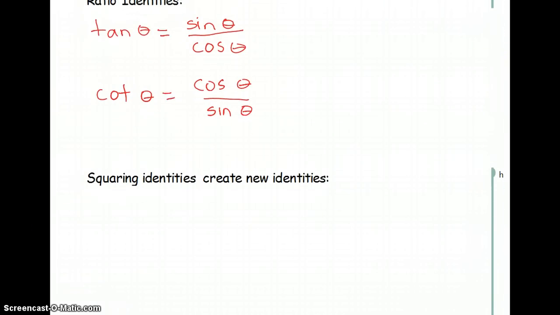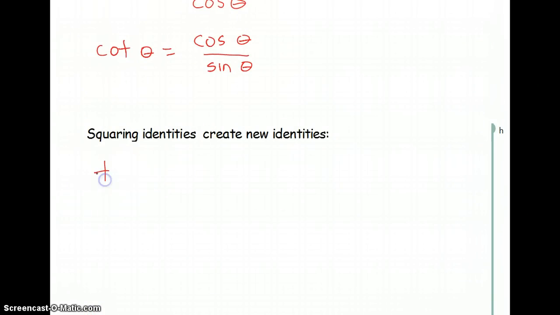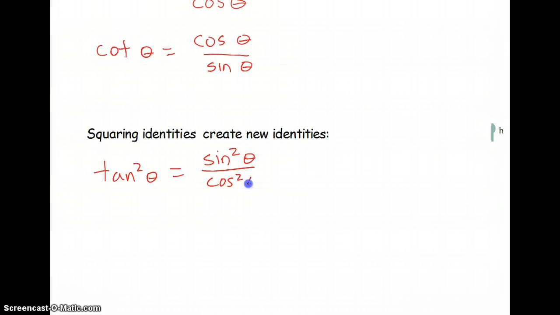Squaring creates a new identity. You can take any of them and square them. So for example, I could take tangent squared of theta, and it would be equal to sine squared of theta over cosine squared of theta. Or I could take one of my reciprocal identities, such as cosecant squared of theta would have to be equal to 1 over the sine squared of theta. But be careful, you can't combine squareds and not squareds. You can only use the squared ones together.